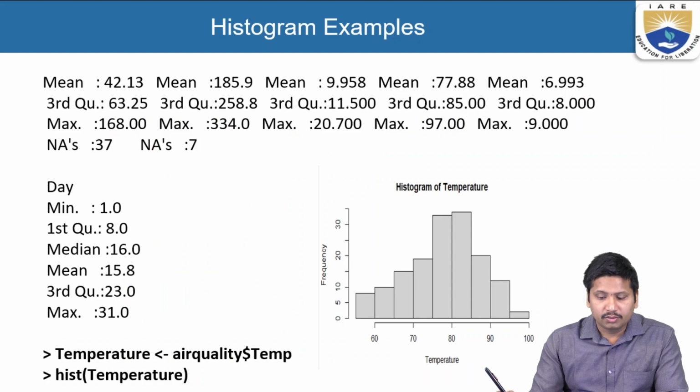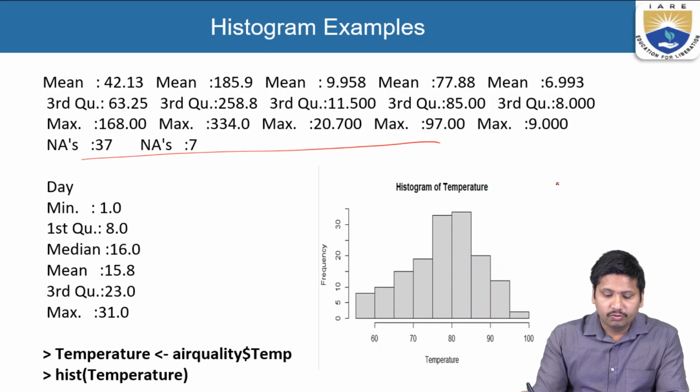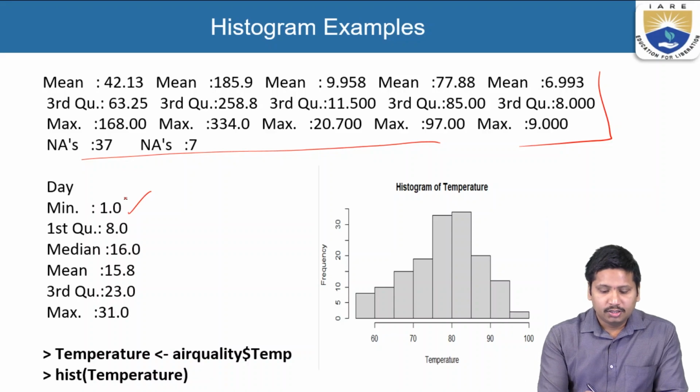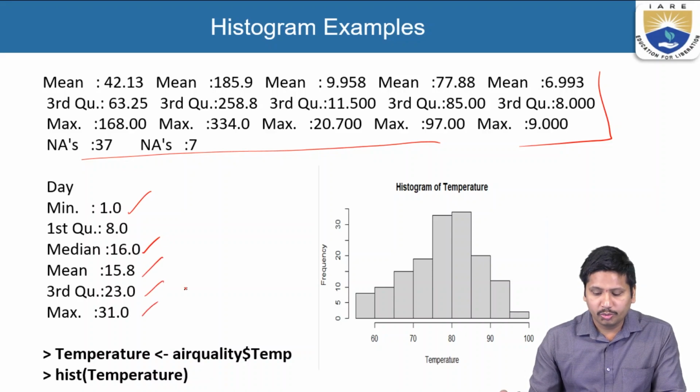And next one, from this data, what I'm going to take out is the minimum value among the data set. I'm going to take this data set as an example. From this data set, what should be the minimum value, the first quartile, the median, and then the mean and the third quartile, like this I'm going to consider.